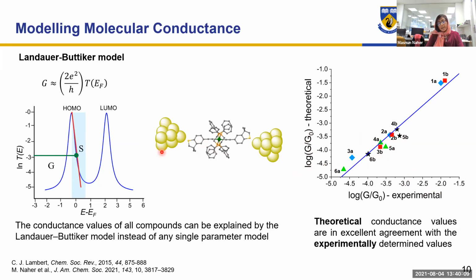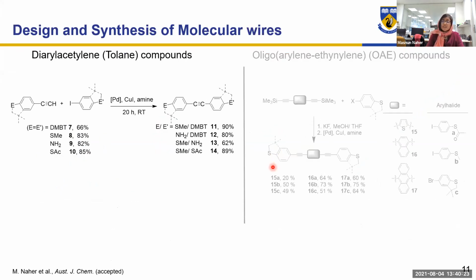Now, the Landauer-Büttiker model based on DFT calculation is a bit complicated and time-consuming. The next question arises: can we make it simpler? To find out this answer, in the next project, we designed two different series of compounds. The first series is the tolane-type compounds, where we maintain the same molecular length but vary the anchor group. And we synthesized both symmetric and asymmetric tolanes by following simple Sonogashira cross-coupling reactions.